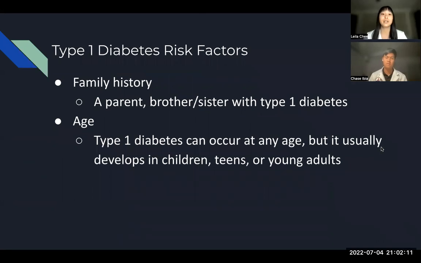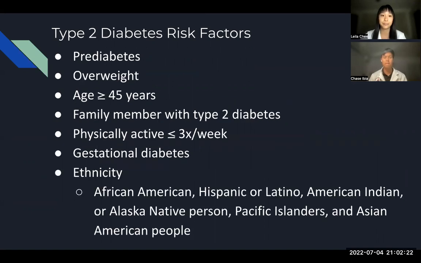Some risk factors for type 1 diabetes include family history or age. Normally, it develops in children, teens, or young adults, but it can happen to anyone. Type 2 diabetes risk factors include prediabetes, being overweight, age greater than or equal to 45 years old, a family member with type 2 diabetes, being physically inactive 3 or more times a week, gestational diabetes, or your ethnicity.